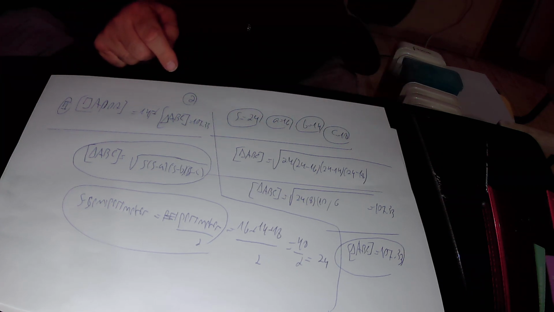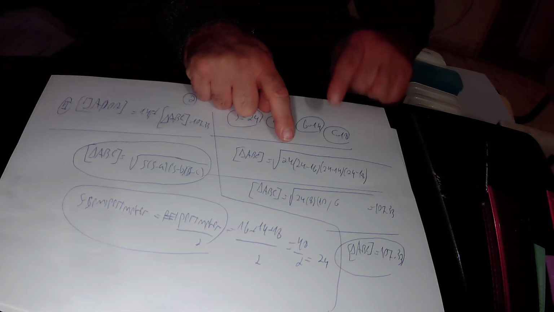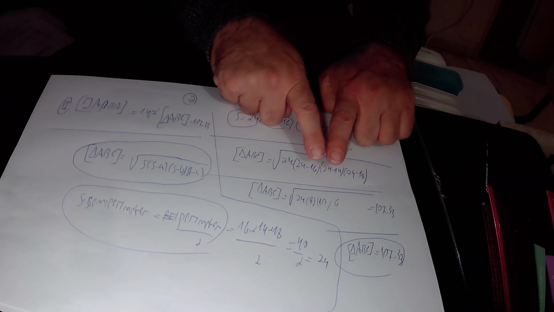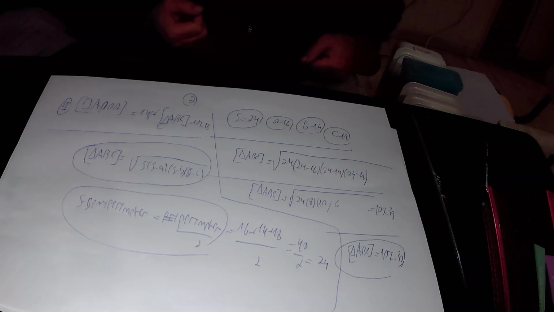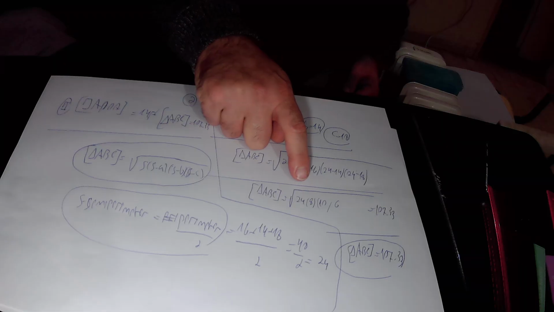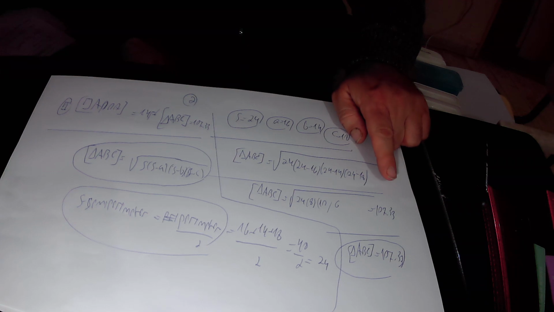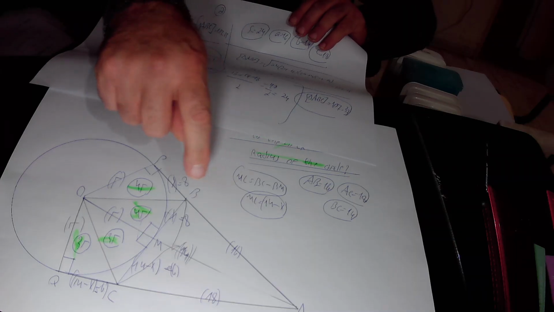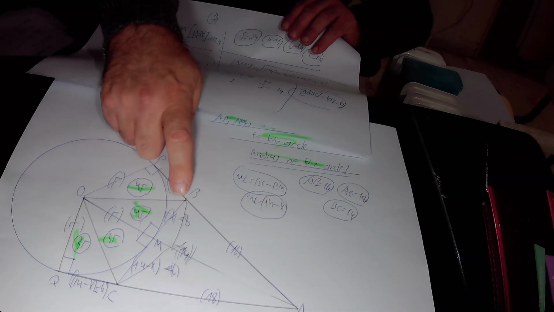So the area of our triangle ABC equals the square root of 24 times 24 minus 16, which is 8, times 24 minus 14, which is 10, times 24 minus 18, that is 6. So in total, the area of our triangle ABC equals the square root of 24 times 8 times 10 times 6. The value of this expression is equal to 107.33 square units. So the area of this triangle ABC, the area we are looking for at this stage, is equal to 107.33 square units in size.